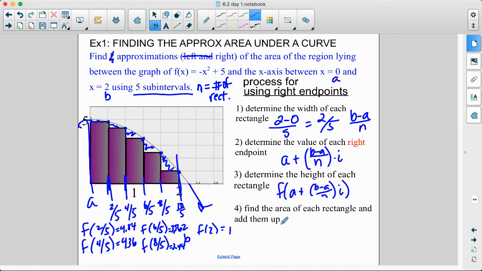And then you want to find the area of each rectangle, and the width of each rectangle is 2/5. So for rectangle number 1, the area is going to be 2/5 times 4.84, base times height. Rectangle number 2 is 2/5 times 4.36. The width of each rectangle is always the same in this case. And I'm going to add all these answers together.